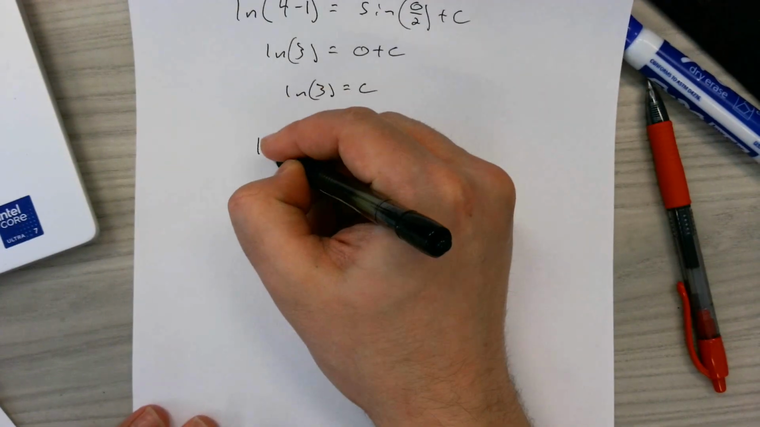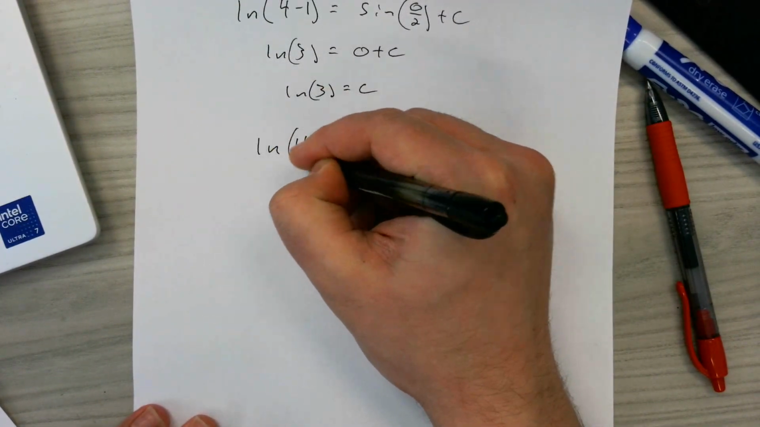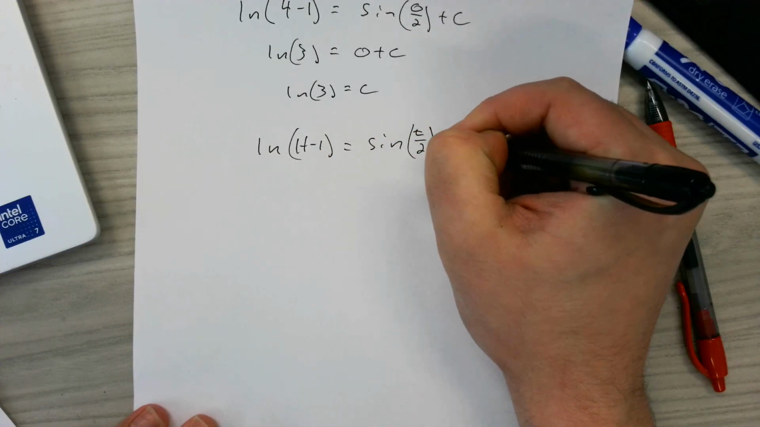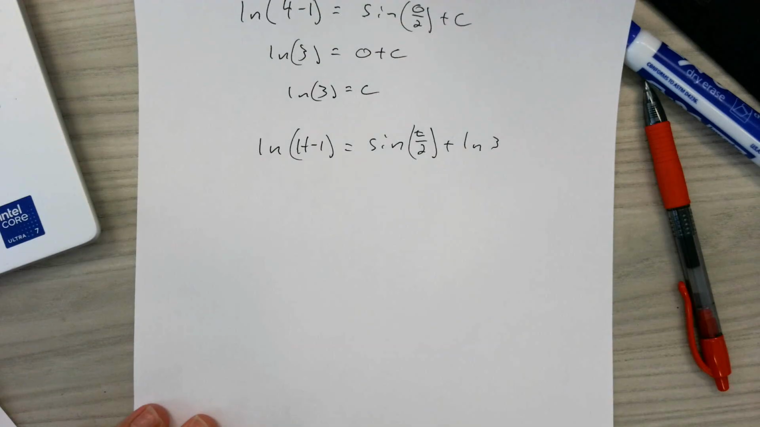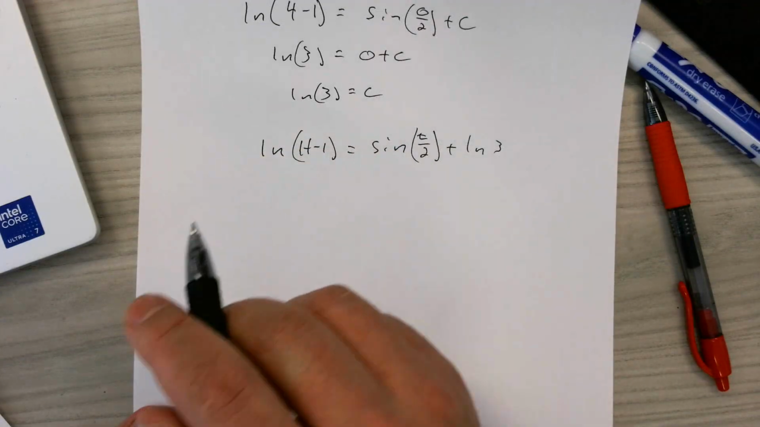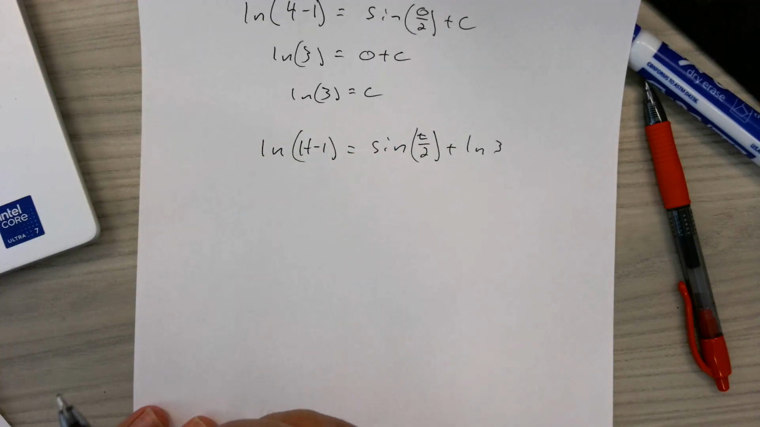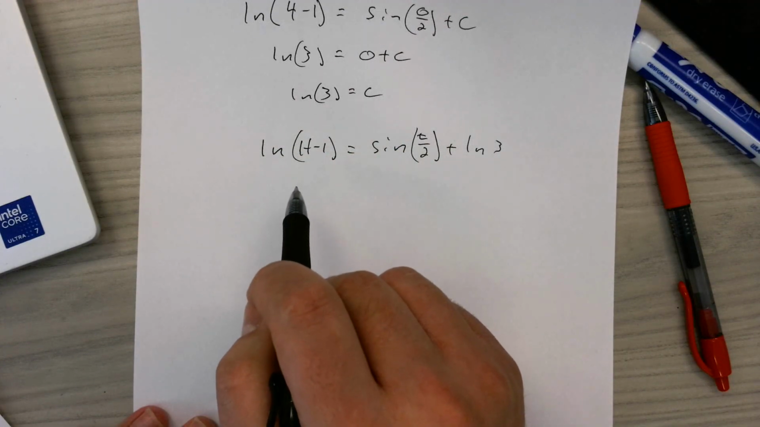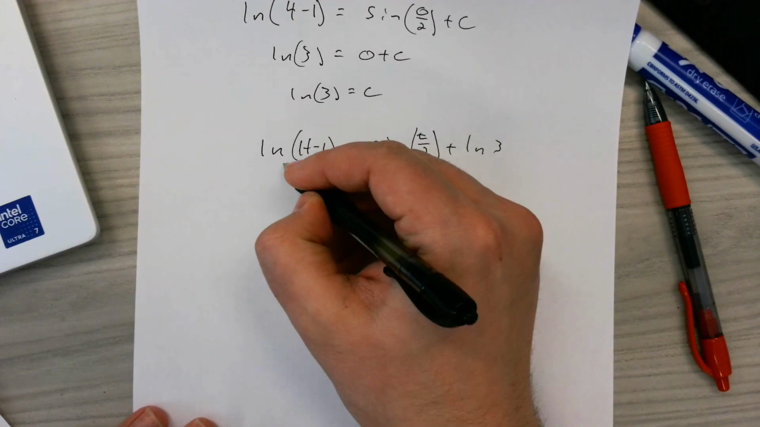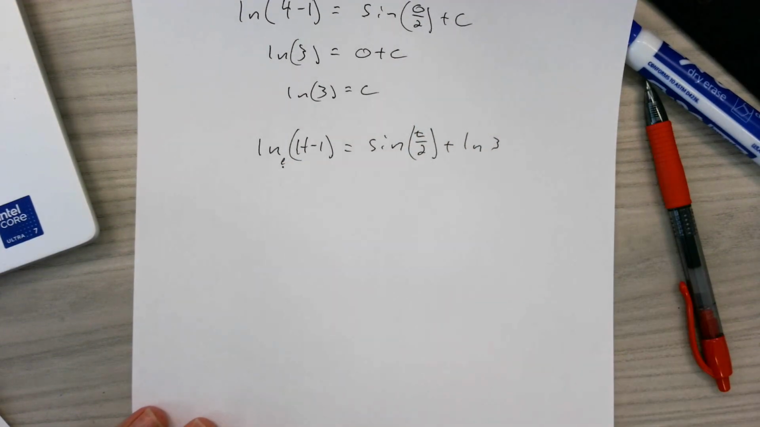Let's plug that back in. Natural log of h minus 1 equals sine of t over 2 plus natural log of 3. Whoa! Logarithms are tricky. I'm going fast. Remember, my base of my logarithm is e.